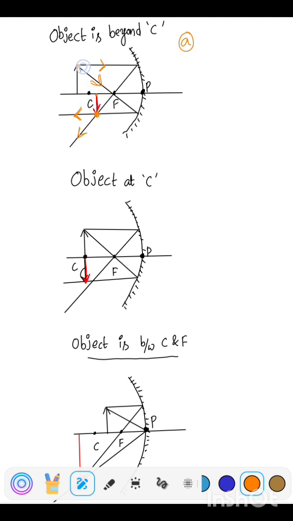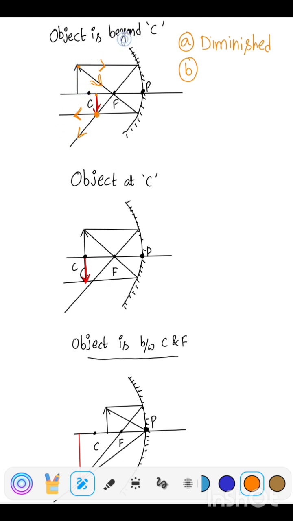This is image and this is object. The size of the image is smaller compared to the size of the object. Therefore the size of the image is diminished. This is the size of the image. Next we will see what is the position of the image.